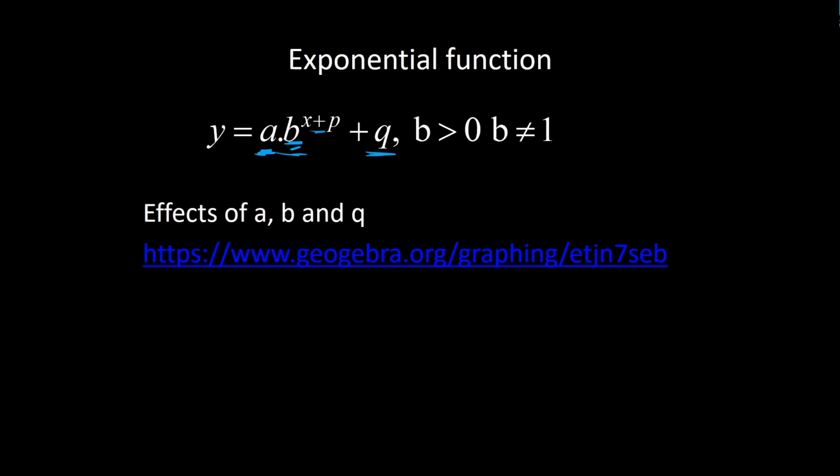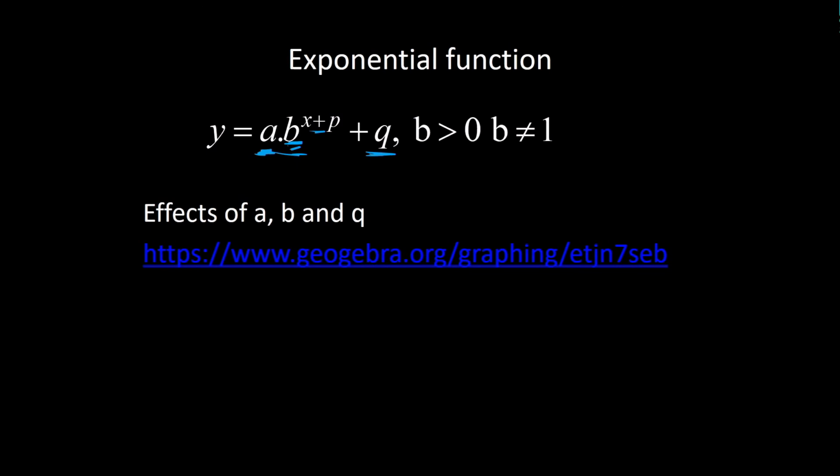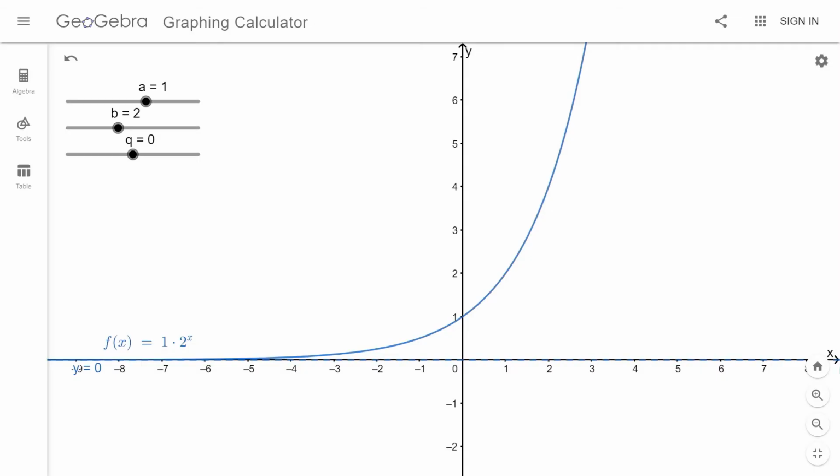So what I want to do is, instead of writing down a whole lot of notes on what A does, what B does, and what Q does, I think it will be a lot better if I show you what they do. So I've got a graph set up for you where we're going to move the values of A, B, and Q around and see how the function behaves. Let's have a look at that.